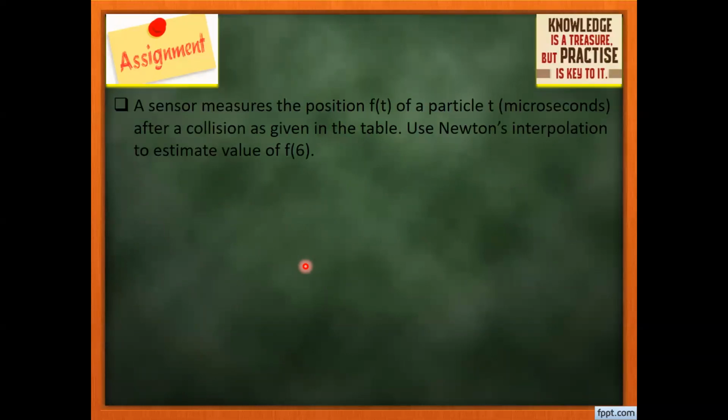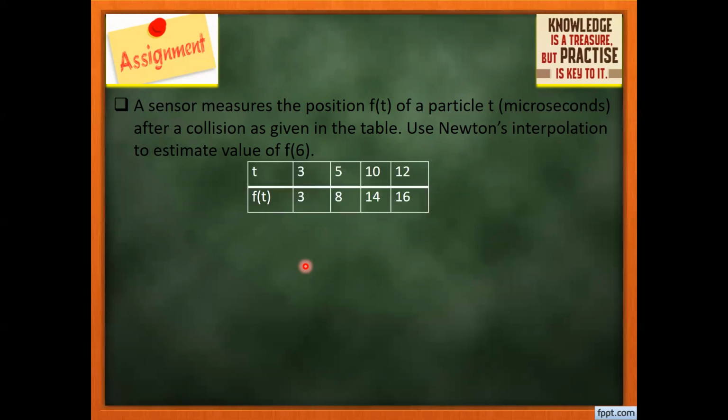The last thing, assignment. So we are going to discuss a few questions here. A sensor measures the position of a particle, which is a similar question to the one we considered in the last lecture. The difference is that this time we want to do Newton's interpolation. As you can see, the value 6 lies in the middle of the table, so I will go for central difference interpolation. Even though I can do it with forward or backward, that will not be that accurate.